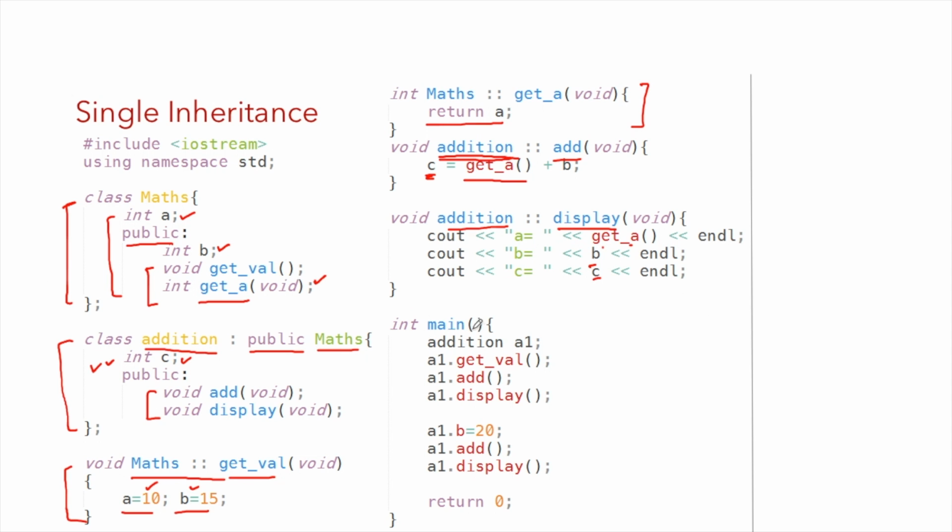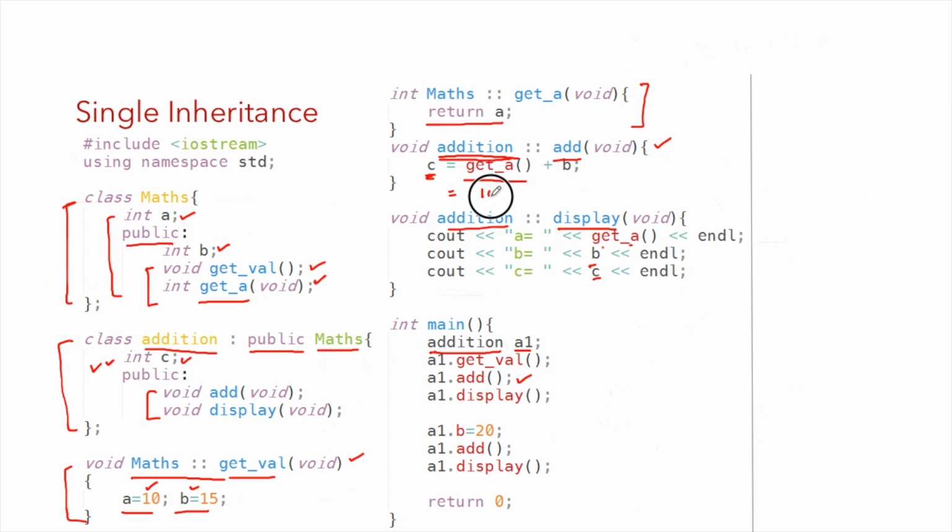So let us see what happens inside the main function. We have created object A1 of type class addition. Then I'm calling the A1 dot get val function, which is this function. So this is going to set the values 10 and 15 to A and B respectively, and then we are going to call the add function, which belongs to your class addition. So what is going to happen over here, it is going to return me the value of A. We are not directly using A. The reason is it is a private member, so we are going to use it via a public member.